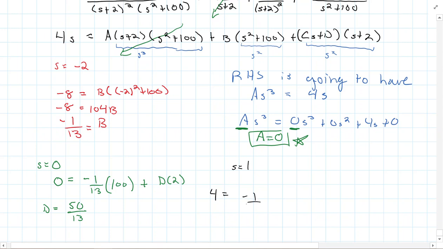So I have negative 1 over 13 times 101 plus c plus 50 over 13 times 3. And then we just solve this. I'm going to pause it while I solve it here. And going through the work here, I get c is equal to 1 over 13.